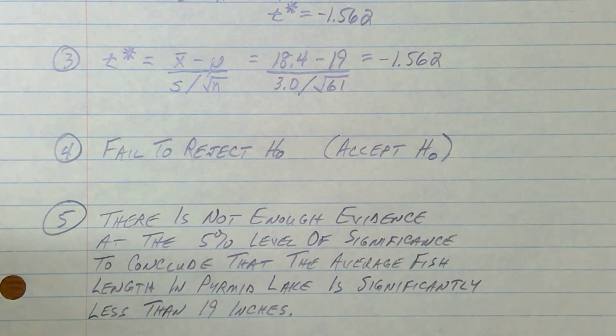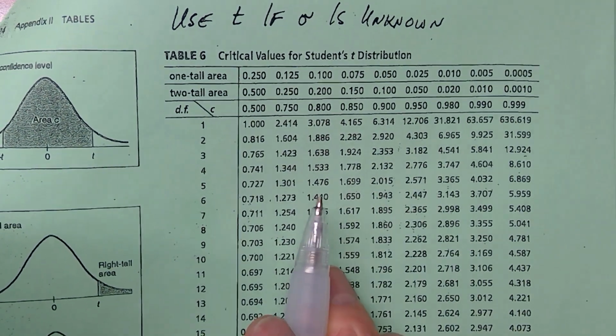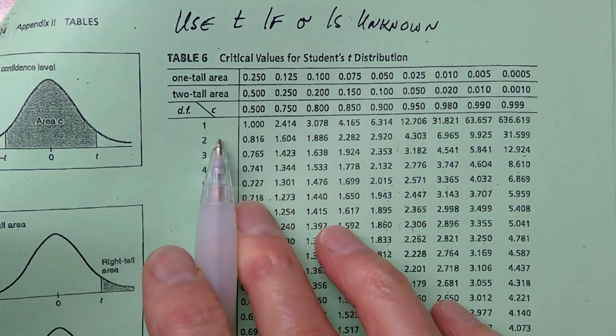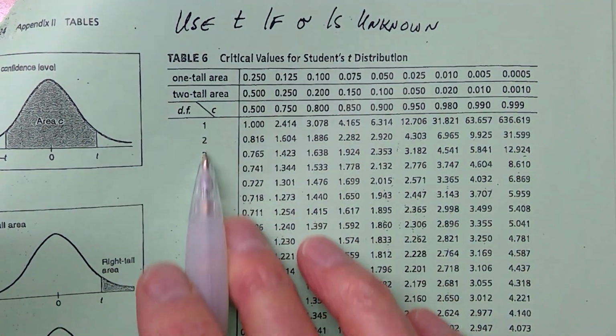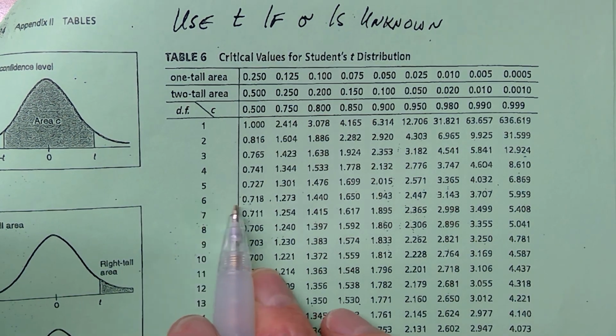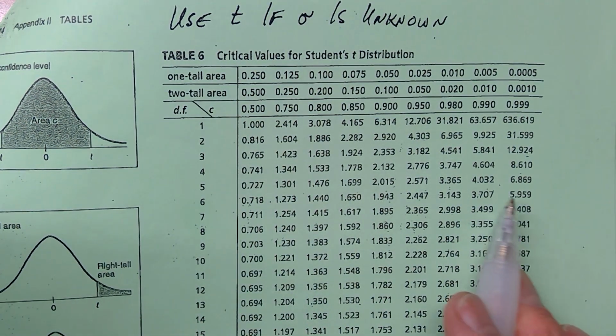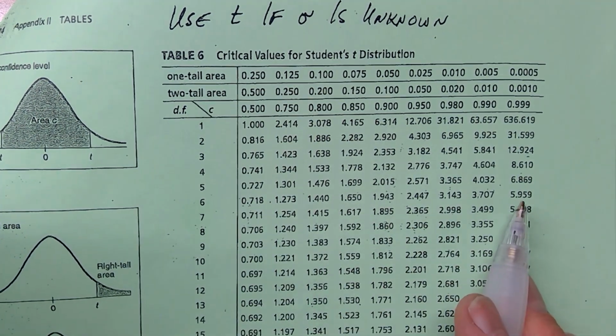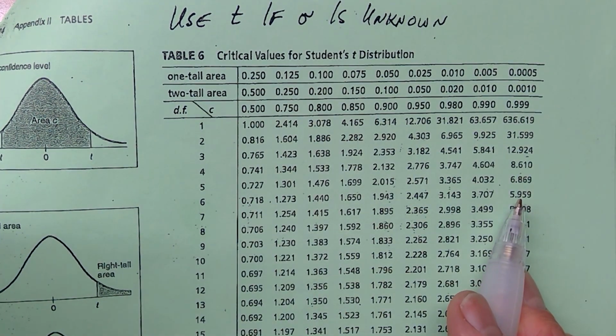I did want to make a little mention here about the t-table. You'll notice that if your group is small, like 6 degrees of freedom, that would be a group of 7, well, then your rejection region, your critical value, could be 5.9 steps to the right or 5.9 steps to the left. That can be a pretty wide curve.